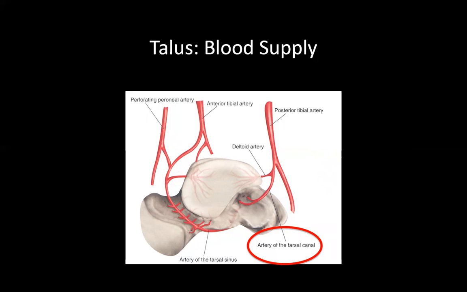And there are a couple of major branches. One is the deltoid branch, and the other is the artery of the tarsal canal. And those two branches of the posterior tibial artery supply most of the talar body. So if that gets disrupted, and there's a talar neck fracture that's going to disrupt any of that retrograde blood flow, then that's when the risk of AVN goes up.